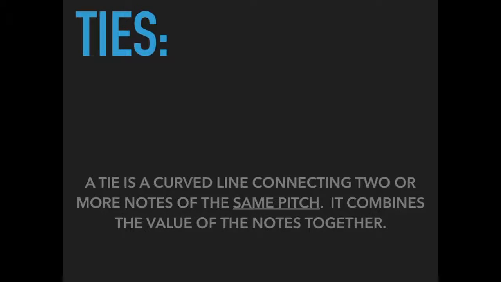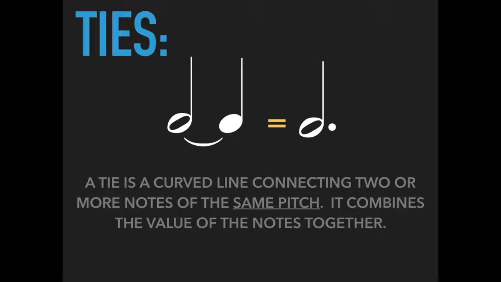A tie is a curved line. It connects 2 or more notes of the same pitch. It combines the value of these notes together, like simple math. If we take a half note and we add this tie to a quarter note, that means it's 2 beats plus 1 beat. The half note is worth 2, while the quarter note is equal to 1. This would equal the same thing as a dotted half note, which we now know is worth 3 beats.